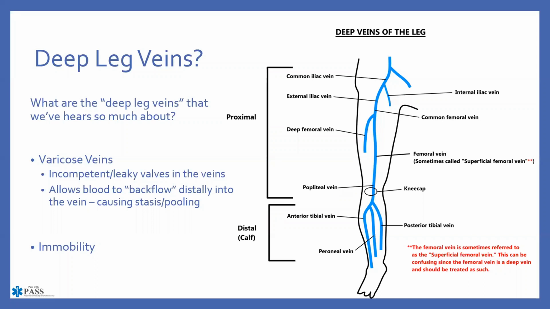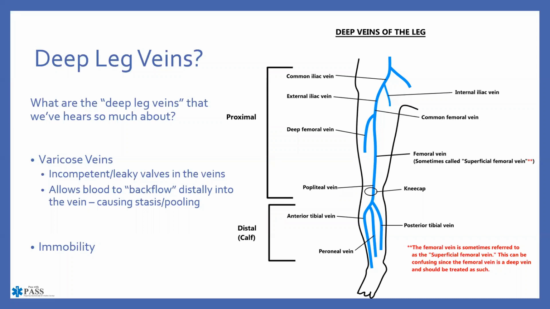So those valves that we referred to, it allows the blood to backflow distally into the vein, and that should not occur. Under normal conditions, that valve should open up, allowing blood flow to go back to proximal circulation, back to the chest.